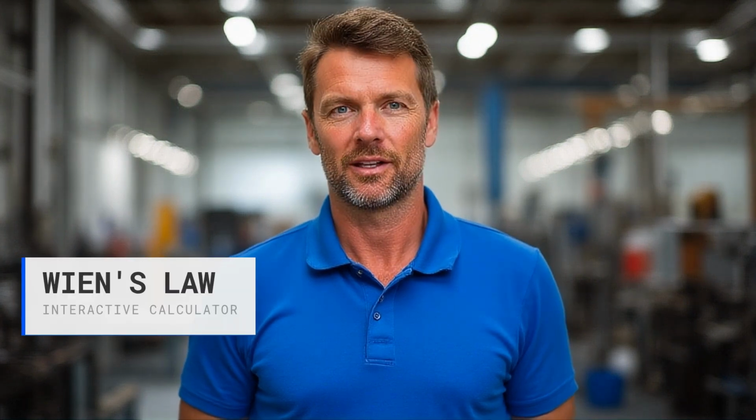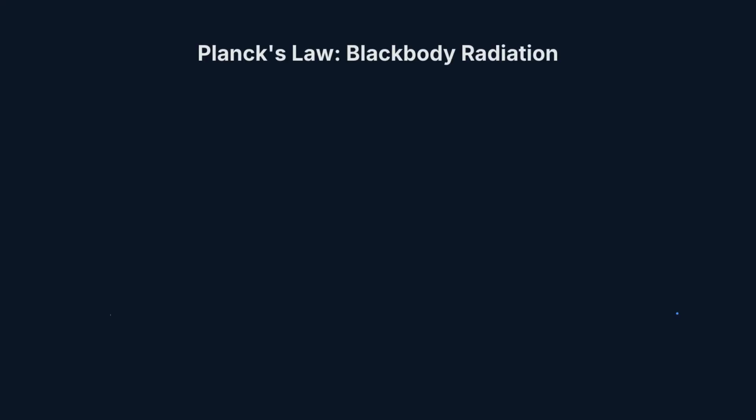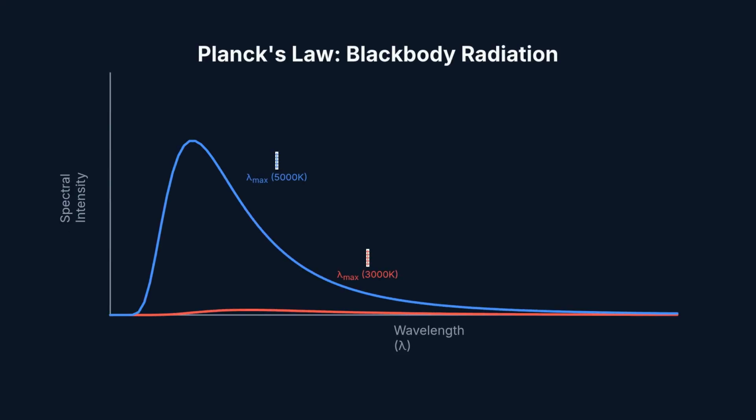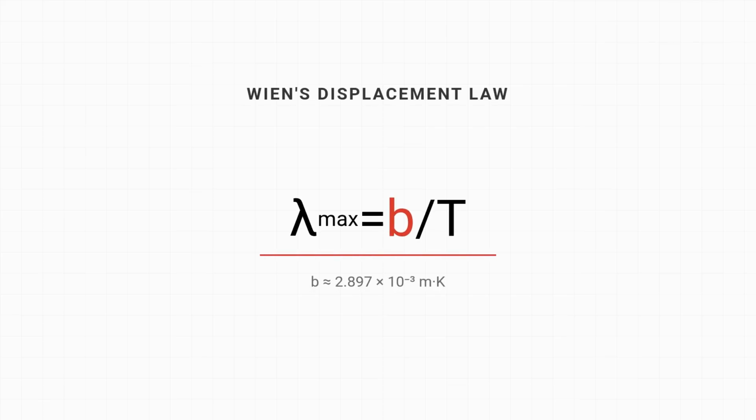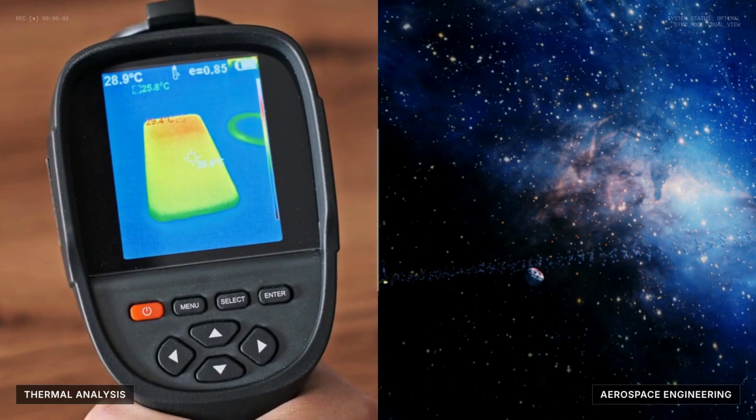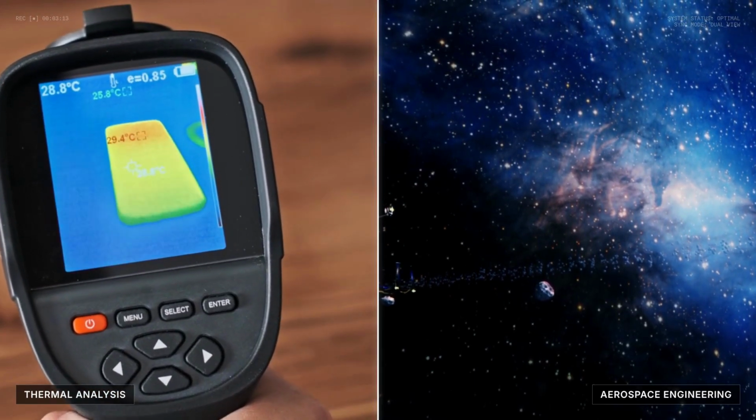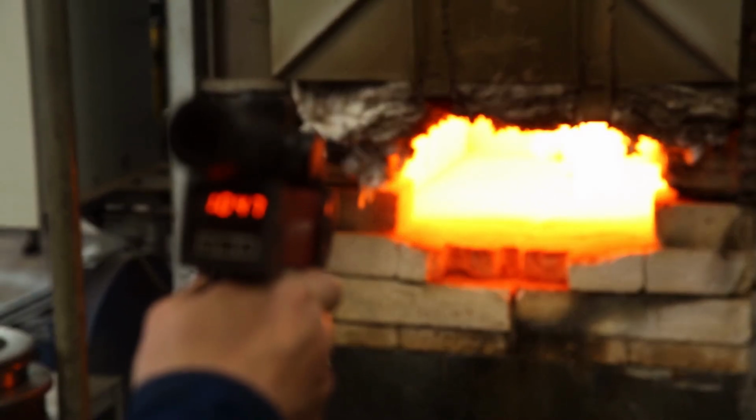The Wiens Law Calculator solves a fundamental challenge in thermal radiation analysis. It precisely determines the peak wavelength of electromagnetic radiation emitted by a blackbody at a given temperature, or conversely, calculates the temperature from observed peak wavelength. This relationship is crucial for thermal imaging systems, astronomical spectroscopy, industrial pyrometry, and calibrating light sources in optical engineering.